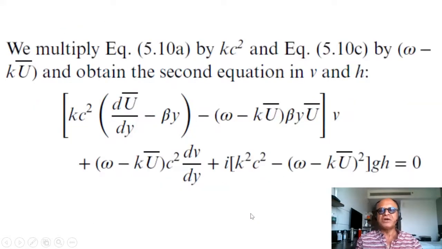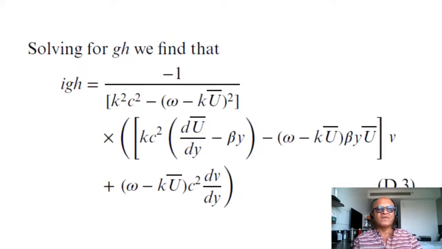The second equation in V and H is going to be obtained by multiplying the zonal momentum equation by k squared and the vertical equation by omega d, and we get the second of the V and H equations. So we will solve for gH. To find that, i gH is this complicated expression which turns out to be the phase speeds, dispersion relations, and so on. We'll start relating to the waves later on, and these momentum and vorticity terms.